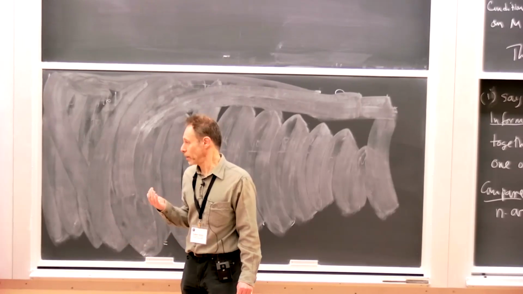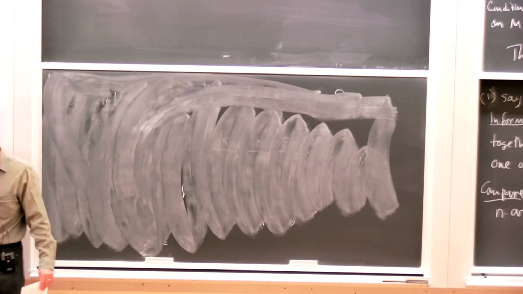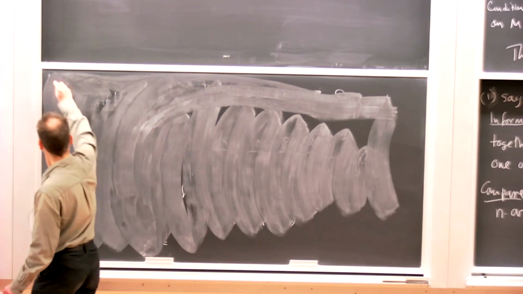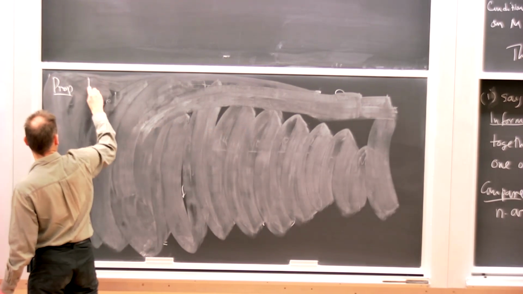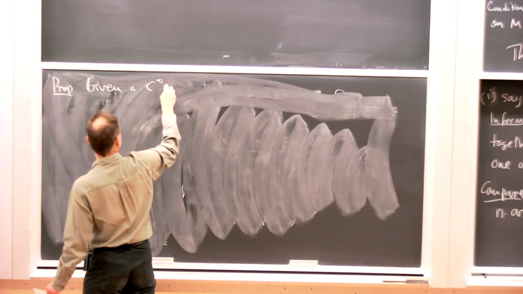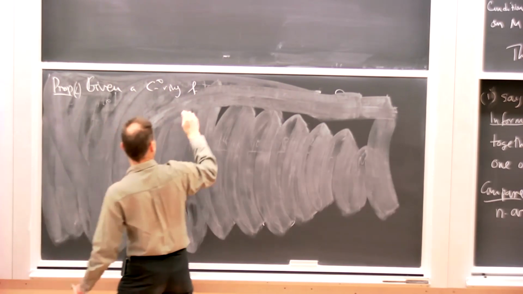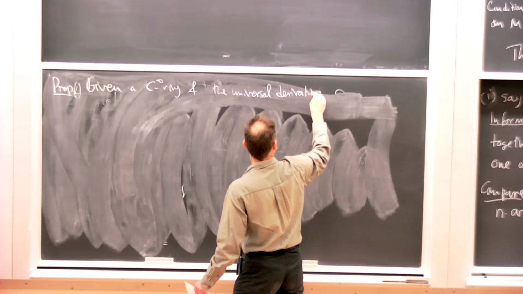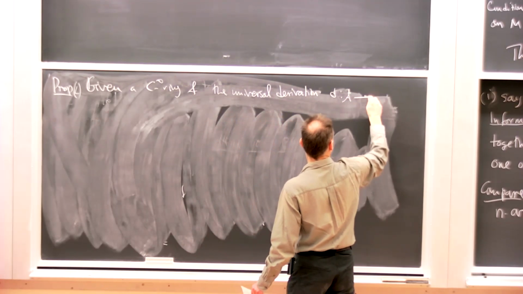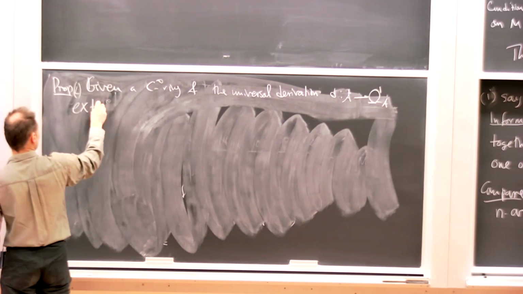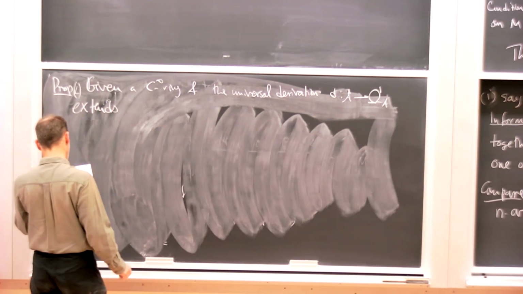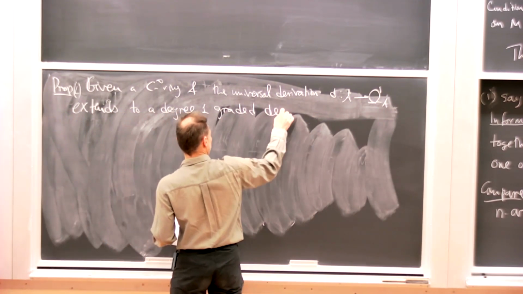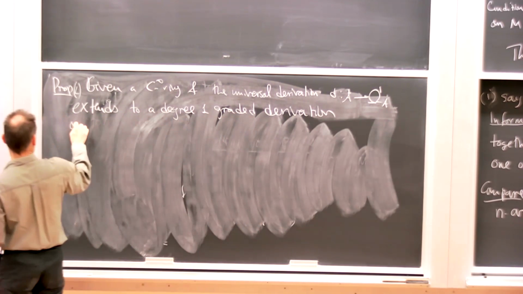So once you have Kähler differentials, these are one-forms. Your impulse should be to take the exterior algebra of this module and get a de Rham complex. And for some reason, people haven't done it. So I've done it. Given a C-infinity ring, the universal derivation extends to a degree 1 graded derivation on the exterior algebra.